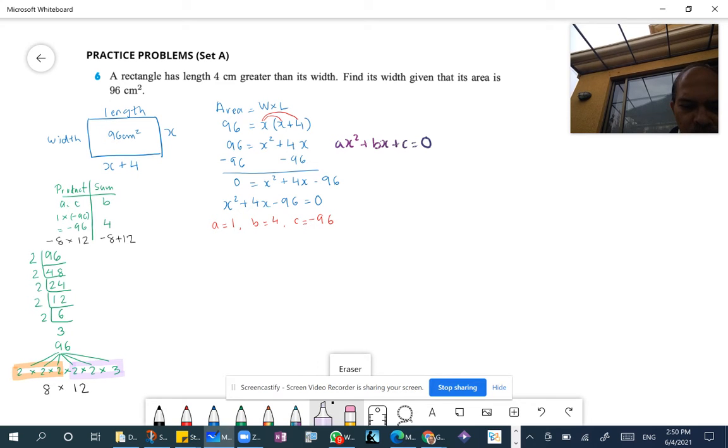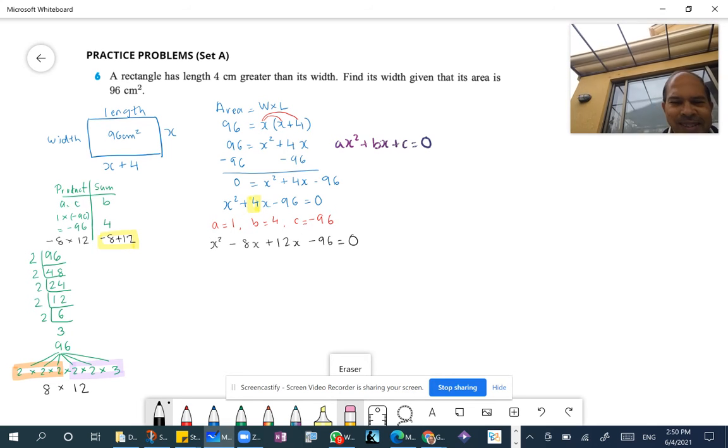Now, what's the next thing to do? The next thing to do is to use these two factors to split this middle term 4, because after all, minus 8 plus 12 is 4. So let's rewrite that equation in terms of those two factors. So it's x squared minus 8x plus 12x minus 96 equals 0. So you see, all we've done is we have split 4x into two parts.